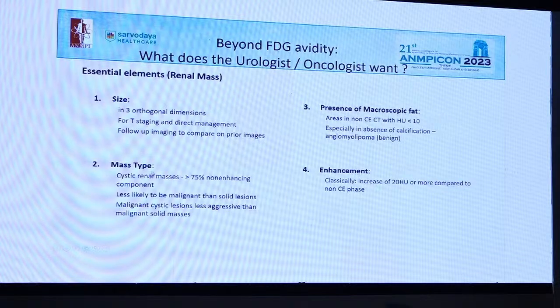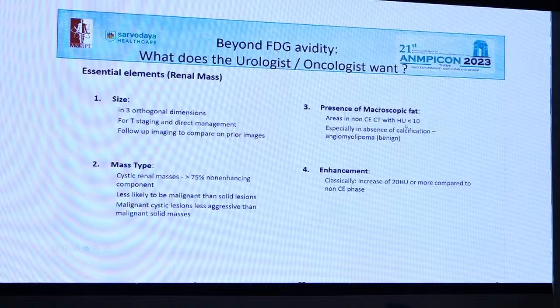The mass type, presence of a cystic component. A cystic mass is anything which has more than 75% non-cancer component. It is important to mention this because cystic lesions are less likely to be malignant as compared to solid lesions. And among malignant lesions, those with a cystic component tend to behave less aggressively than solid malignant ones. That's the importance of mentioning the mass type.